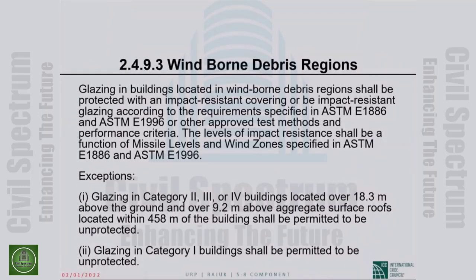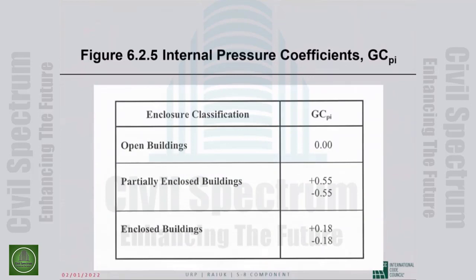Windborne debris region. This, again, I have discussed the definition as well as the fact that glazing on your building, if it is in a windborne debris region, has to be impact resistant or has to have impact resistant covering on it. The internal pressure coefficient depends very much on your enclosure classification. Open building, wind simply passes through, there is no internal pressure buildup. G times C sub pi is equal to 0.